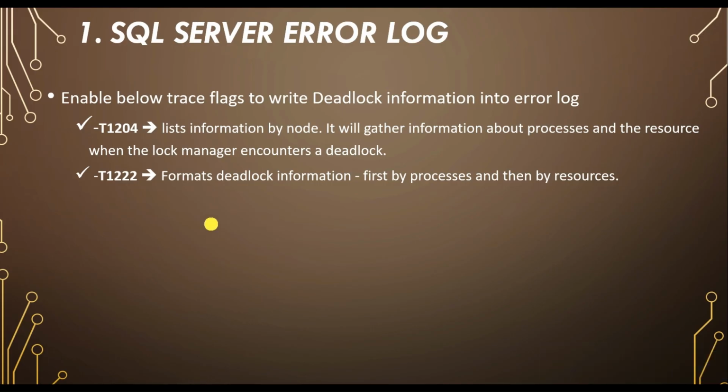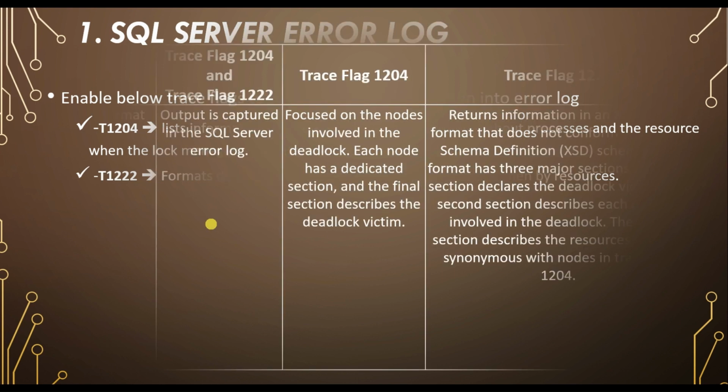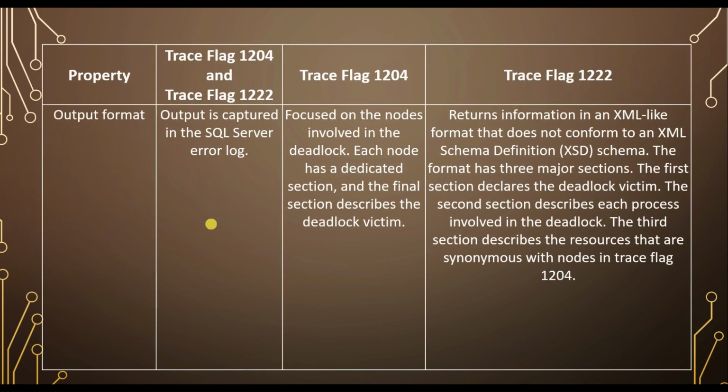Trace flag 1204 lists information by node. It will give you information about process and resource when a deadlock has occurred. And trace flag 1222 gives the information about the deadlocks in XML format. It has three sections: one declares a deadlock victim, another describes each process that is involved in the deadlock, and the third describes the resources, which are synonymous with the nodes in trace flag 1204.